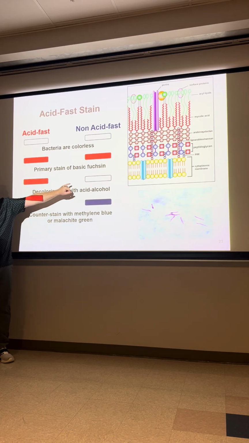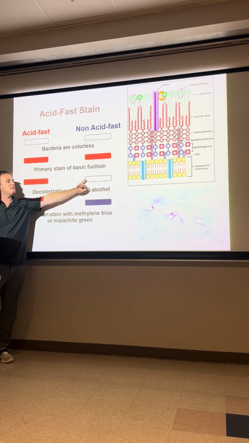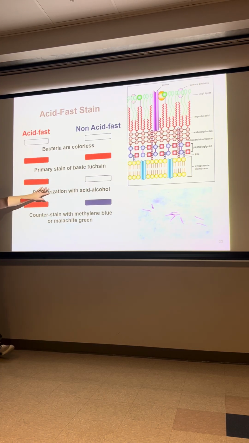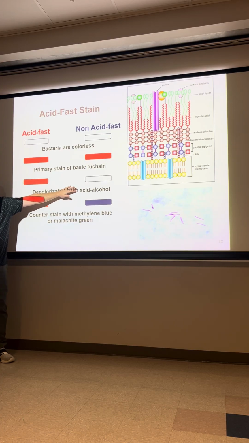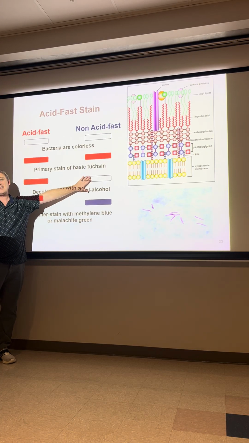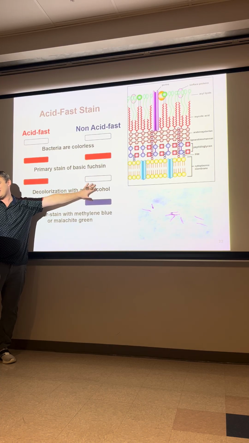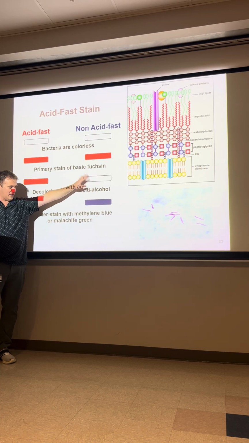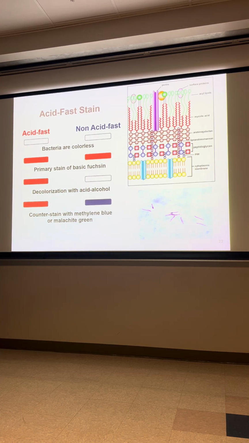If it's a bacteria that doesn't make mycolic acid, this acid alcohol will decolorize it. So technically in the acid-fast stain, this is your decolorization step. It's like, well, I know I put something on the slide, I don't see anything anymore. That's because it's not making mycolic acid, it's something else. Probably some kind of gram-positive or gram-negative bacteria.